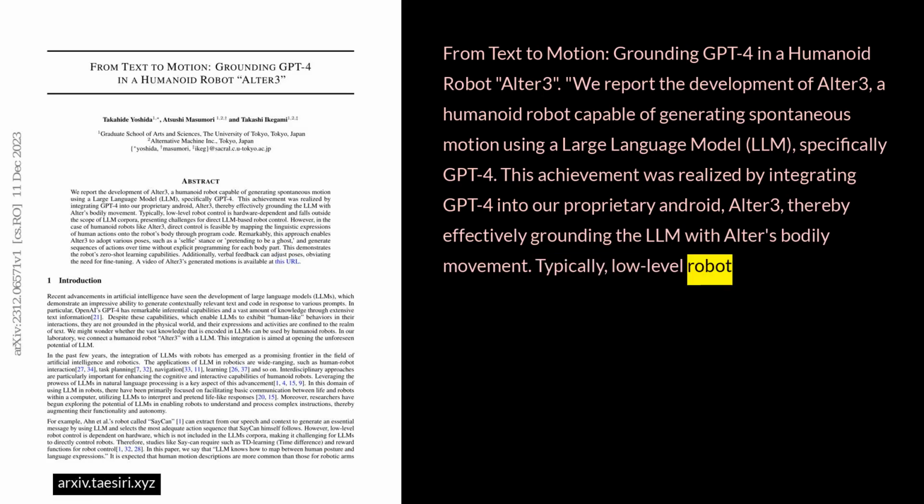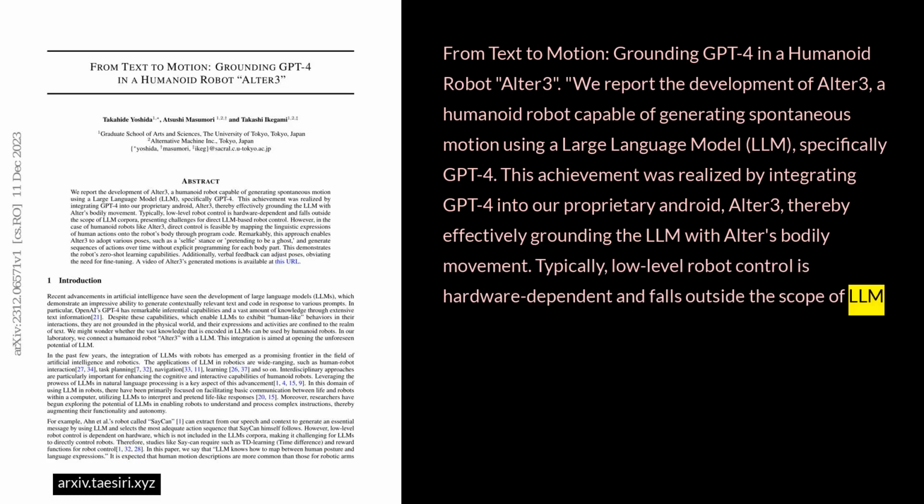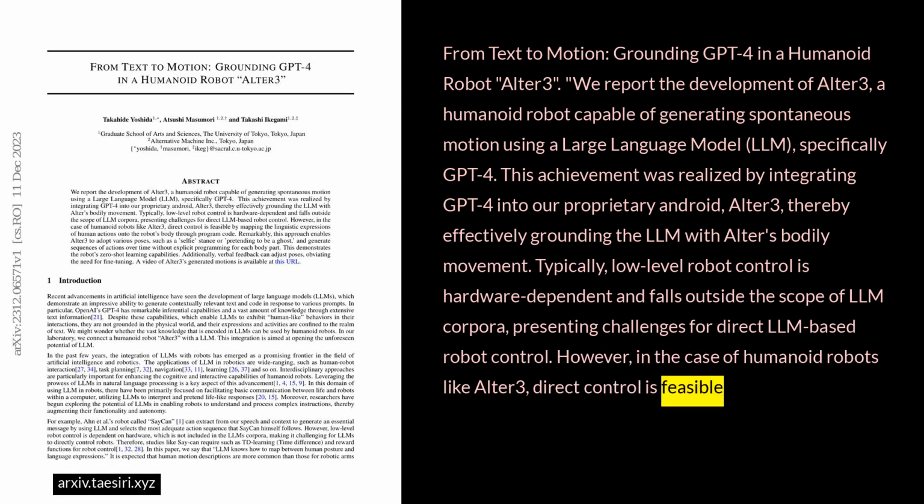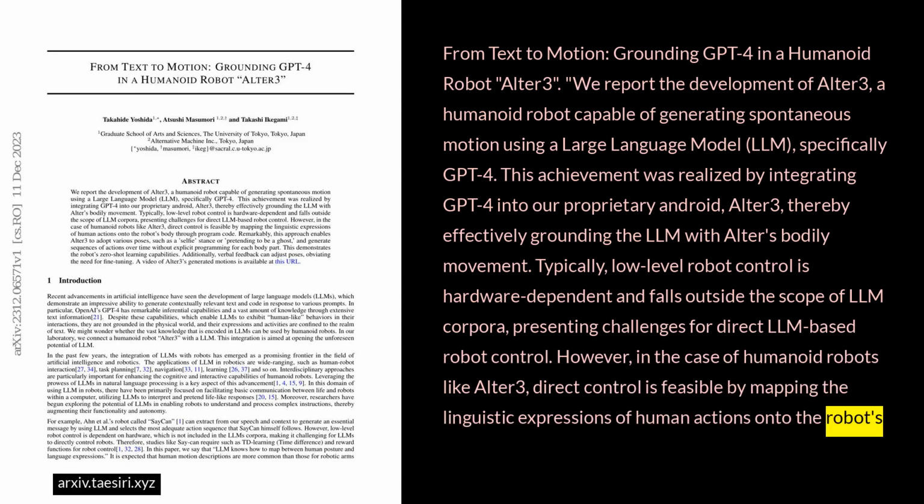Typically, low-level robot control is hardware-dependent and falls outside the scope of LLM corpora, presenting challenges for direct LLM-based robot control. However, in the case of humanoid robots like Alter 3, direct control is feasible by mapping the linguistic expressions of human actions onto the robot's body through program code.